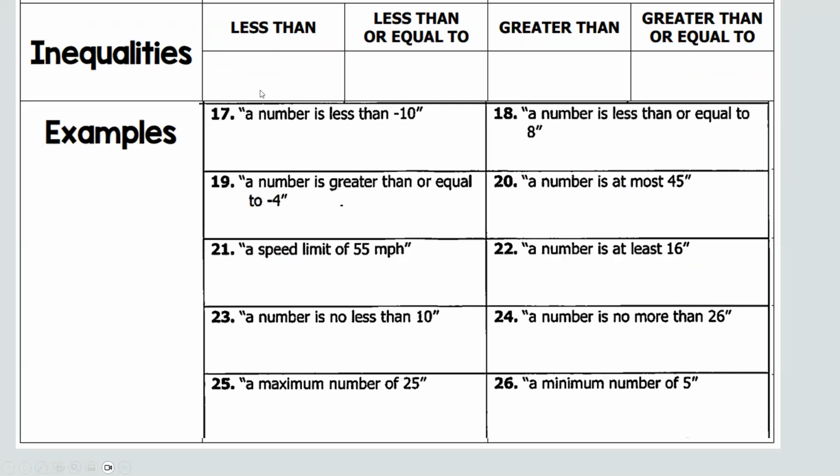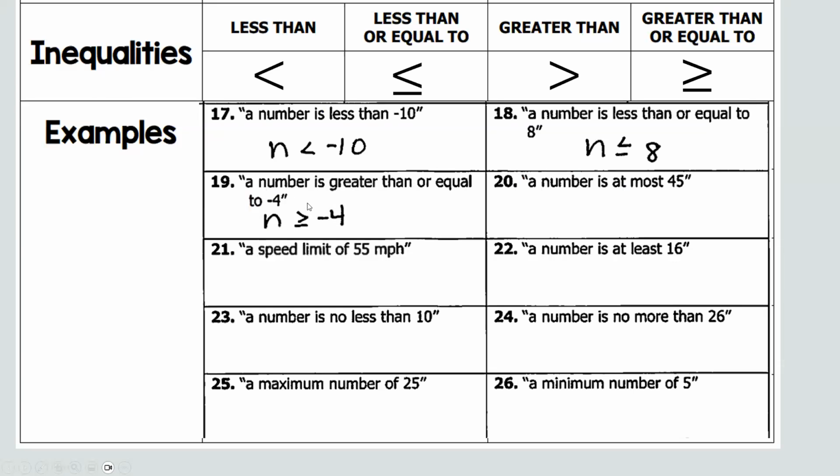All right, inequalities. We're going to have to get there. Less than makes the L. Less than or equal to makes the L with the line underneath. Greater than or equal to, the line underneath. A number is less than -10. Boom. A number is less than or equal to 8. Boom. A number is greater than or equal to -4. Boom.